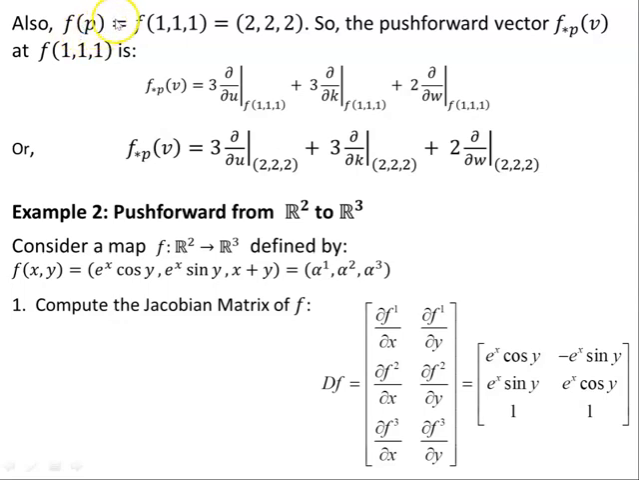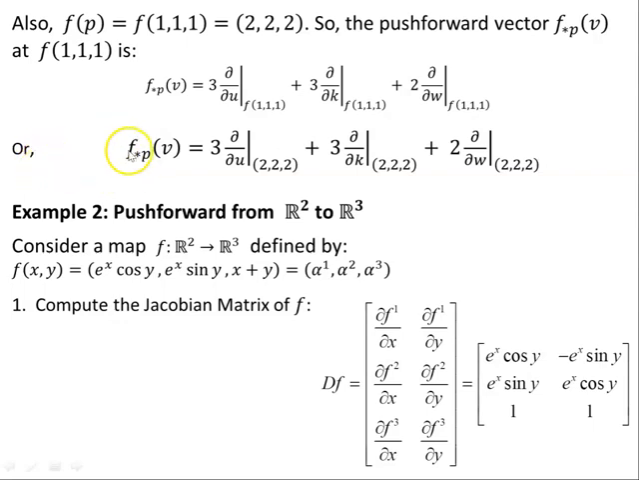Also, at that point, F of P, F of (1, 1, 1), when you evaluate it, if you can go back and pause the video and check for yourself, you'll find it's (2, 2, 2). So the push forward F star P of V at F of (1, 1, 1) is 3 partial u evaluated at F of (1, 1, 1), plus 3 times partial k evaluated at the same point, plus 2 partial w evaluated at F of (1, 1, 1) again.